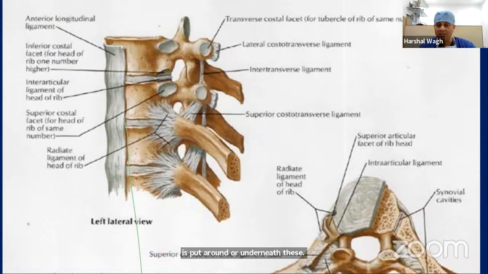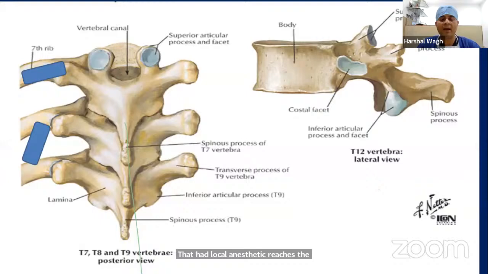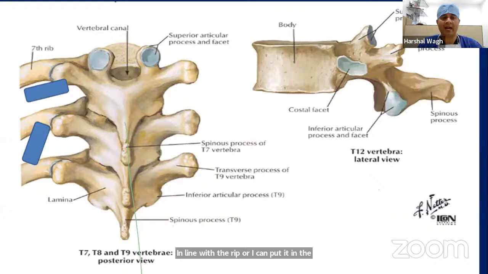So if I want to do a paravertebral block, I can either put the probe in line with the rib, or I can put it in the parasagittal orientation. So I'm going to move that probe in that direction. First I put it on the rib and come a little lower down in the intercostal space to make sure that I see the rib, I see the pleura, and I see the costotransverse ligament.